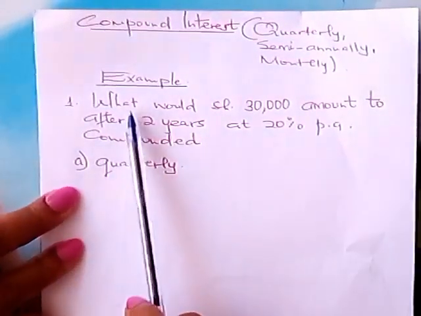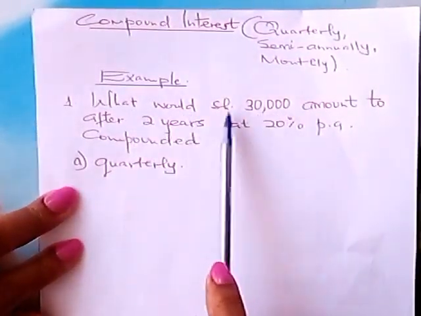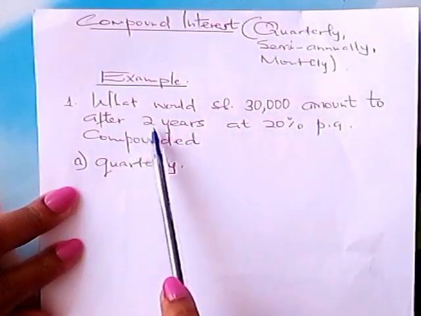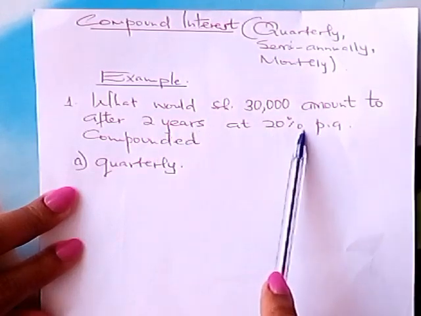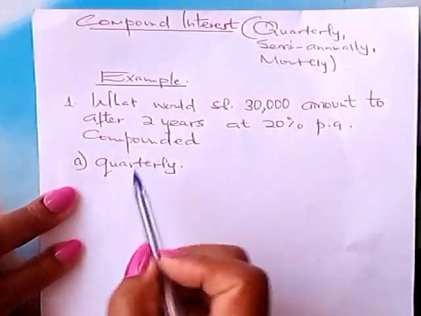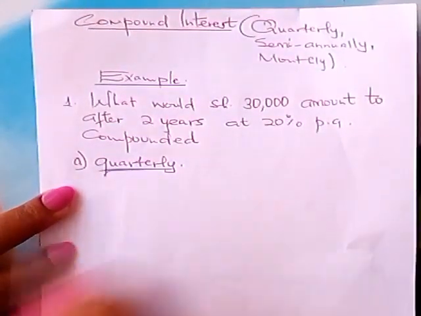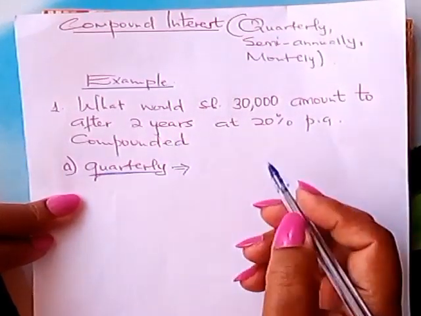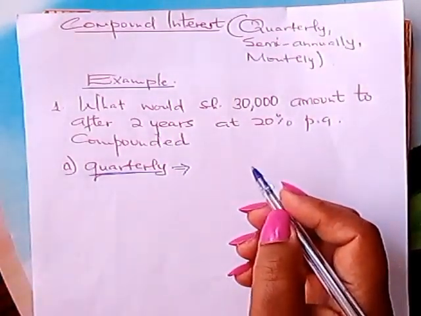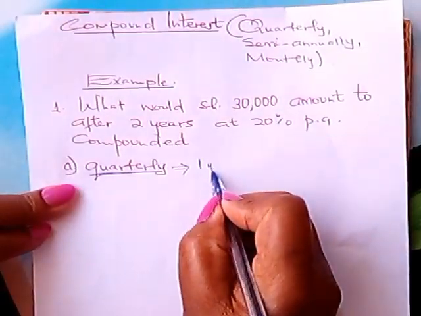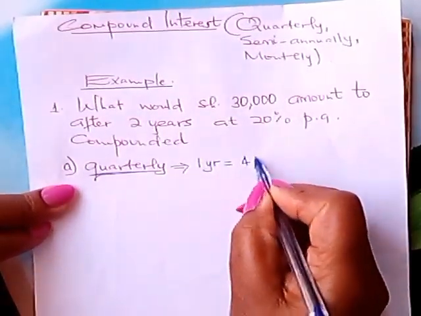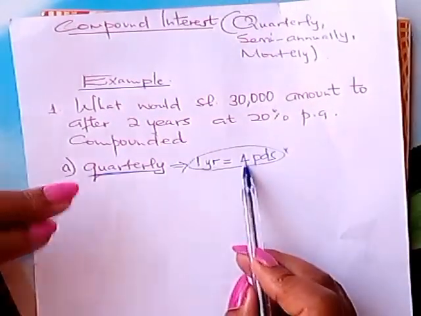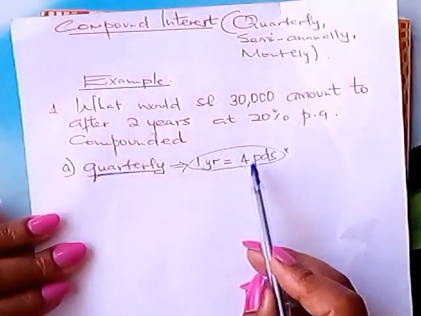Look at this example, learner. What would 30,000 shillings amount to after 2 years at 20% per annum, compounded quarterly? Compounded quarterly. What does this mean, learner, when you come across compounded quarterly? If that money is compounded quarterly, what does that mean? It means that 1 year is divided into 4 periods. That is the starting point.